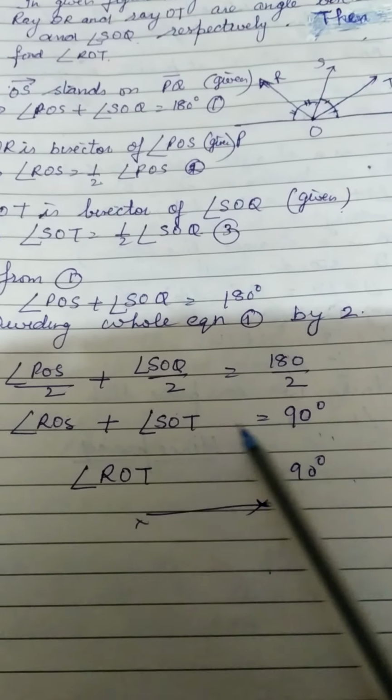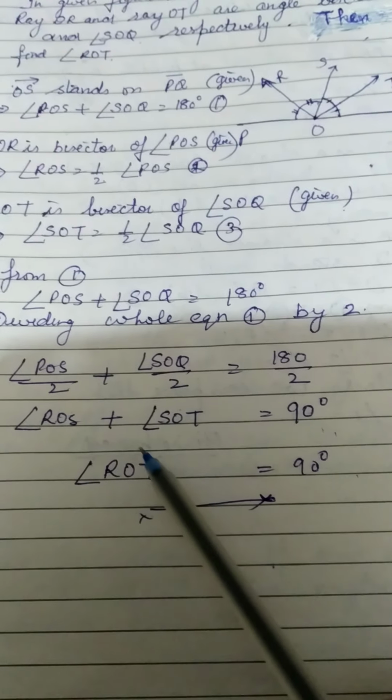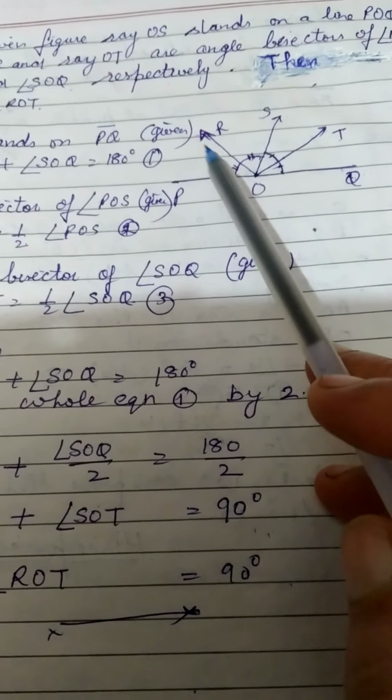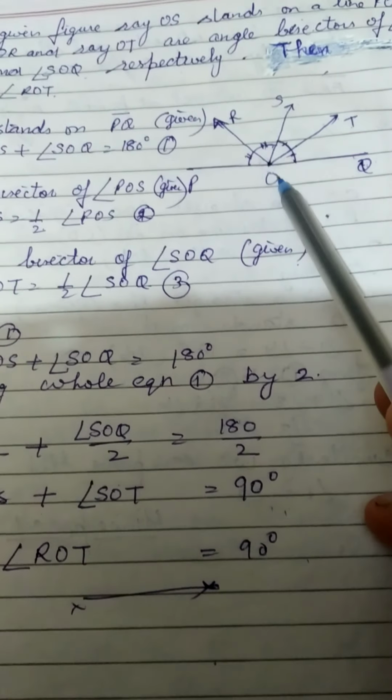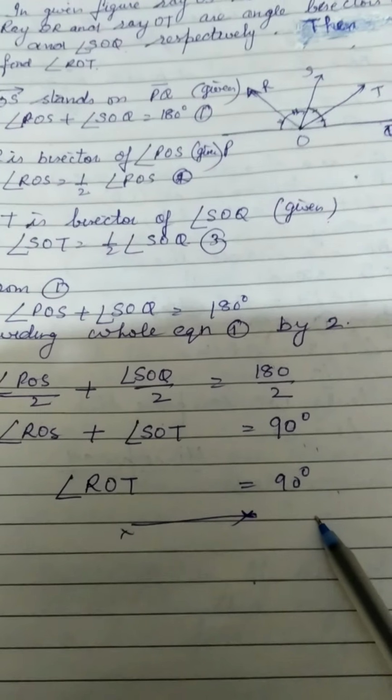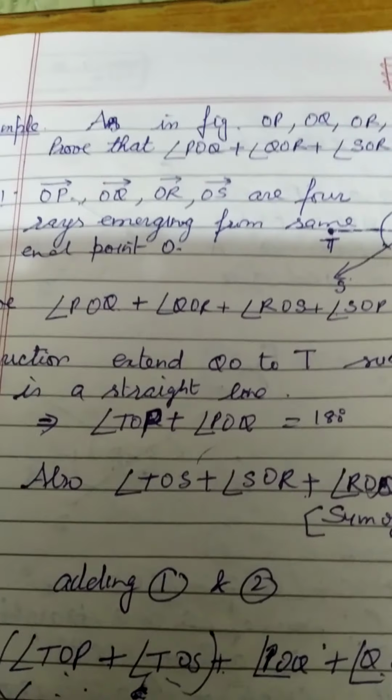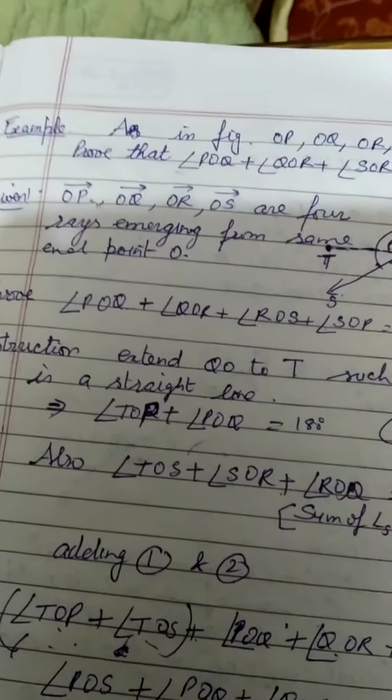Now we have put the values. 180 by 2 is 90. ROS plus SOT. ROS plus SOT is ROT. Angle ROT is equal to 90 degrees. It was the first example, a very important example.